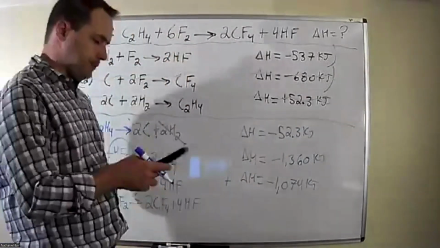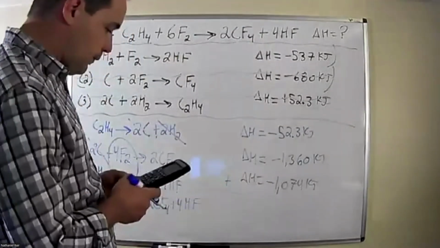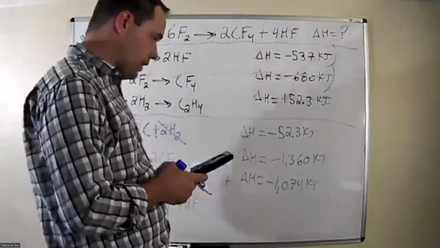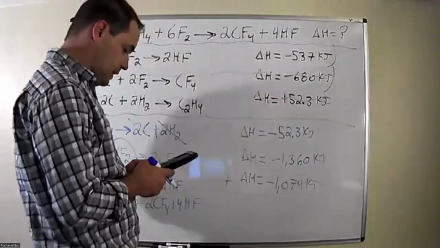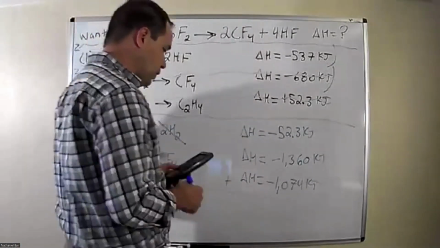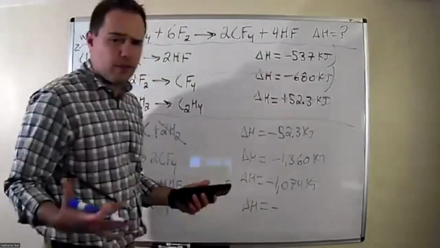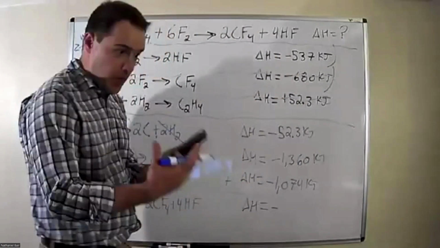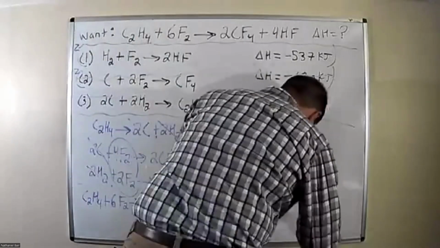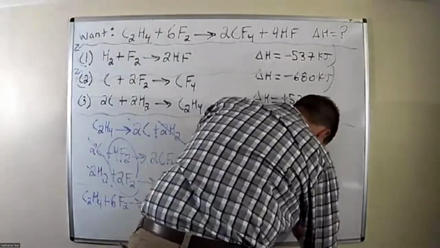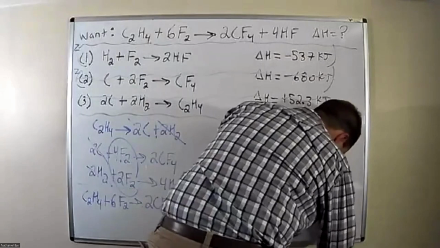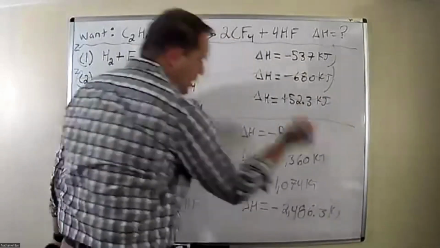And now we add that up. Here we go. Negative 52.3 minus 1360 minus 1074. That is a change in enthalpy. Once again, exothermic. I think they've all been exothermic, though they can be endothermic. But anyway, we got a total change in enthalpy of negative 2,486.3 kilojoules.